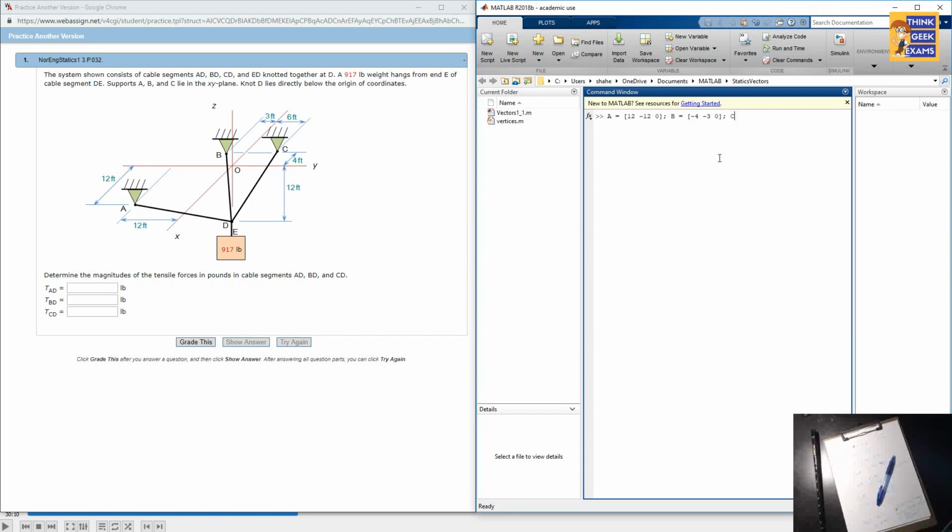Okay, now C is negative 4, plus 6, and 0. So they're all in the xy plane. And D is actually, the xy is 0, but negative 12, so 0, 0, negative 12.